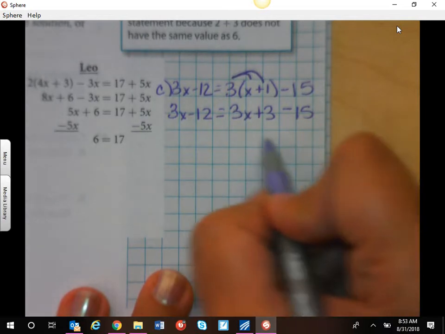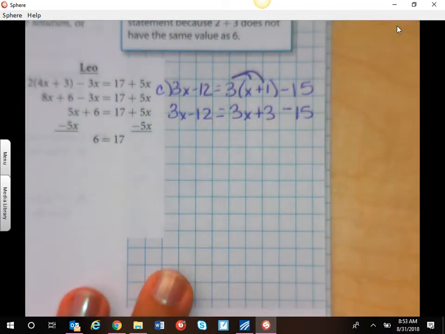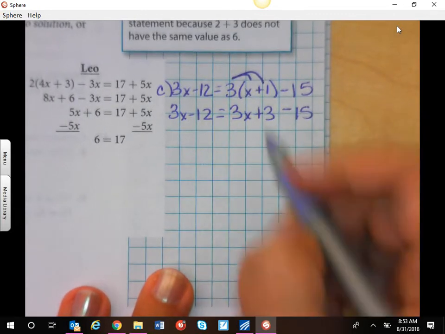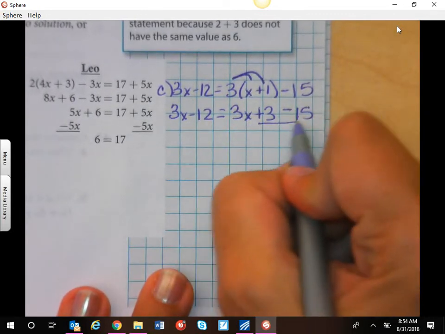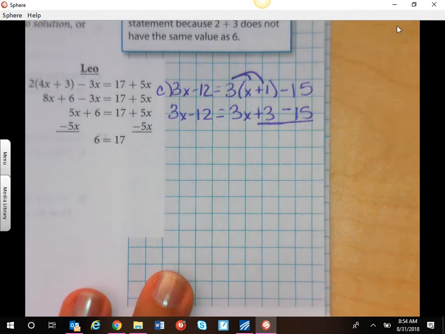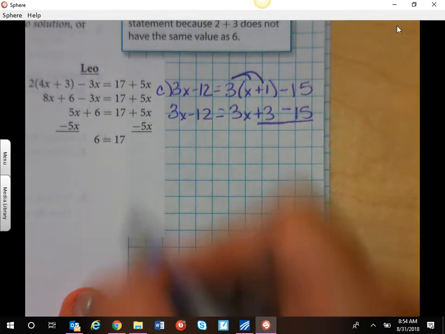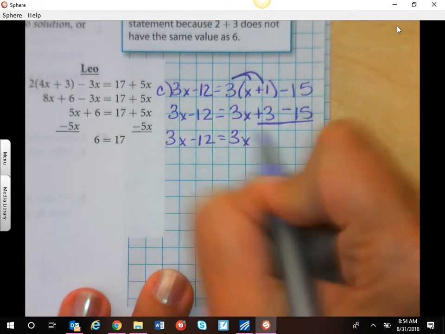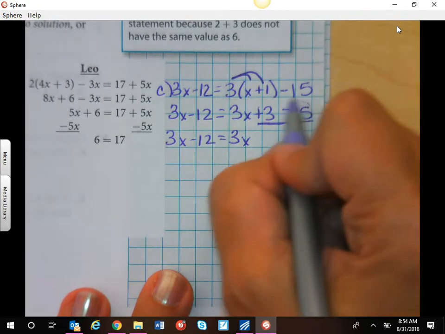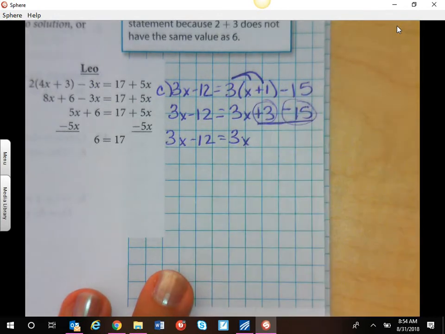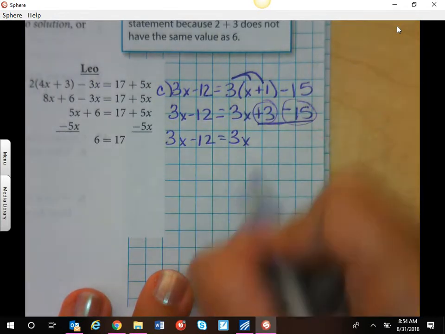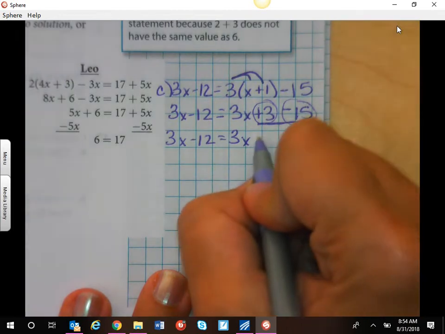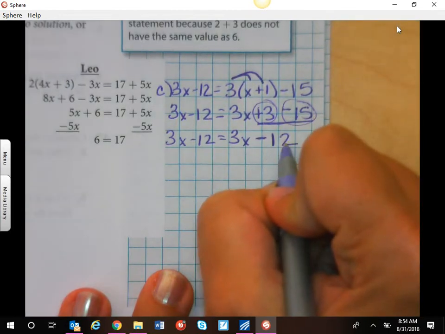Collect like terms. I have no like terms over here. I don't have any more x's, but I do have whole numbers, or integers, that are like terms. Regular numbers can go with regular numbers. So I've got 3x minus 12 equals 3x, and then I can put these together. Now I have a negative 15 and a positive 3. The signs are different, so we're going to subtract, and I'm going to have more negatives, so a negative 12.